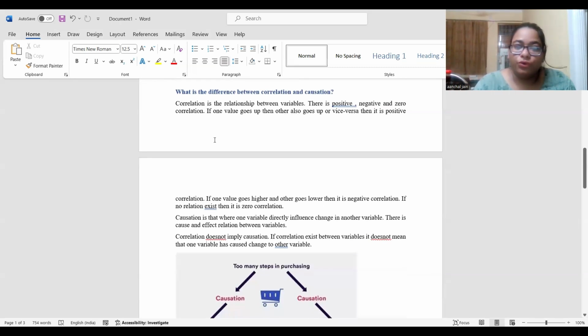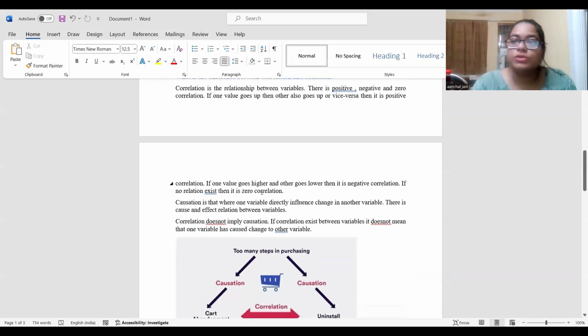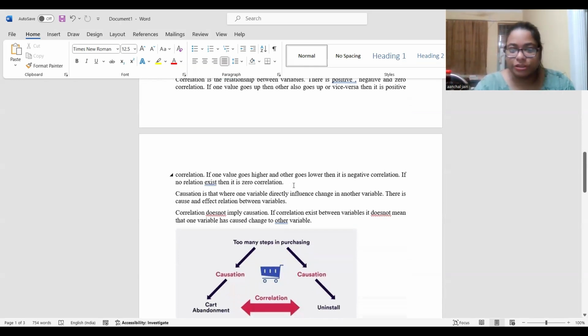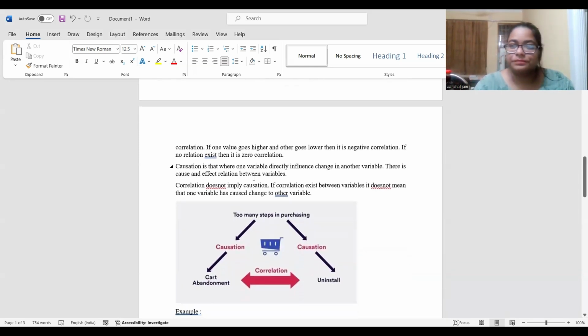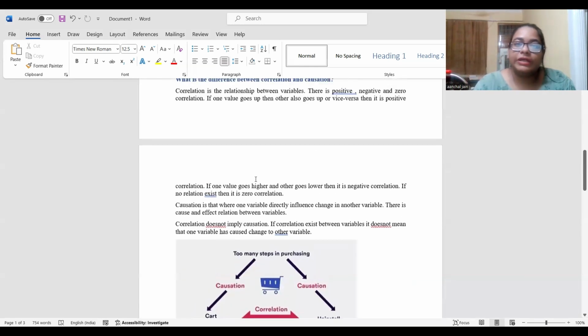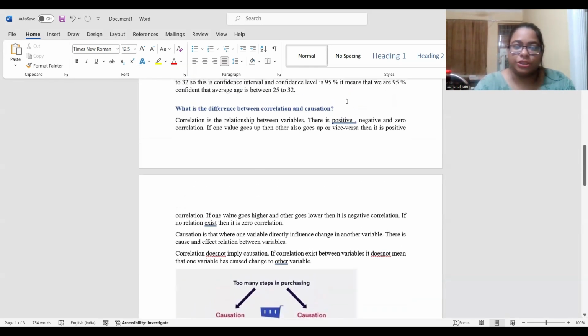If one value goes up, then other value also goes up. If one value goes down, then other also goes down. Then that is called as the positive correlation. If one value goes higher and other goes lower, means both opposite, then that is negative correlation. And if no relation exists between them, then it is called as a zero correlation. Now let's understand the second term, that is causation.